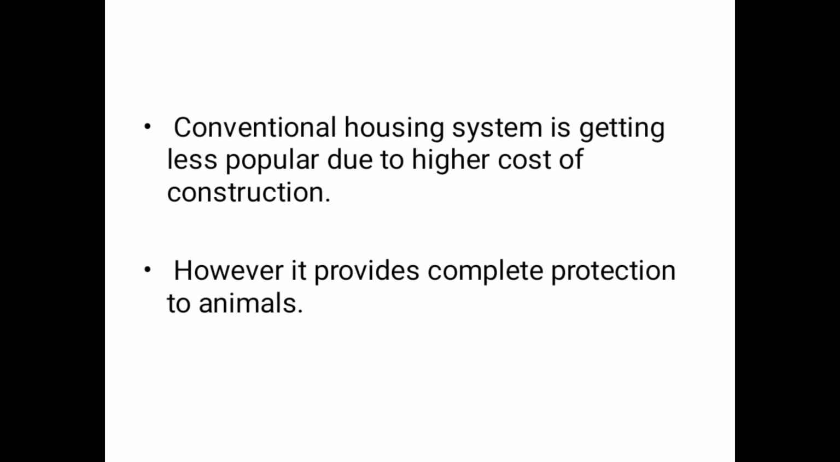Conventional housing system is getting less popular today due to higher cost of construction, as in conventional housing system full shelter is provided to all the animals. In loose housing system there is more open paddock area and partial shelter is provided to the animals, that we have studied in the last lecture. In the conventional housing system full shelter is provided to the animals, so cost of construction is more, and that is why this system is getting less popular as the initial investment is more.